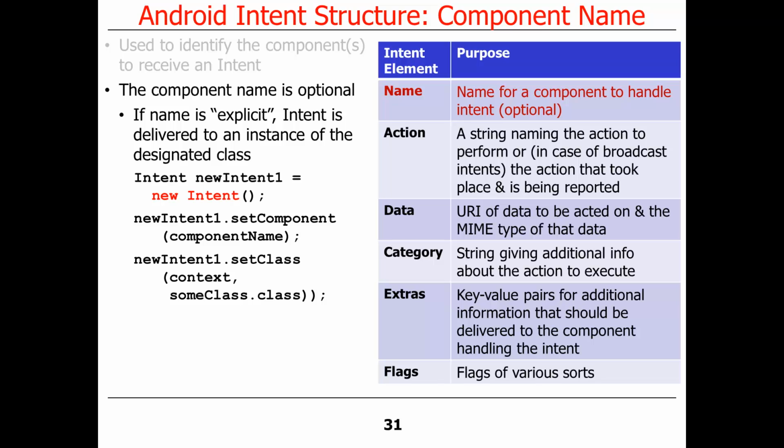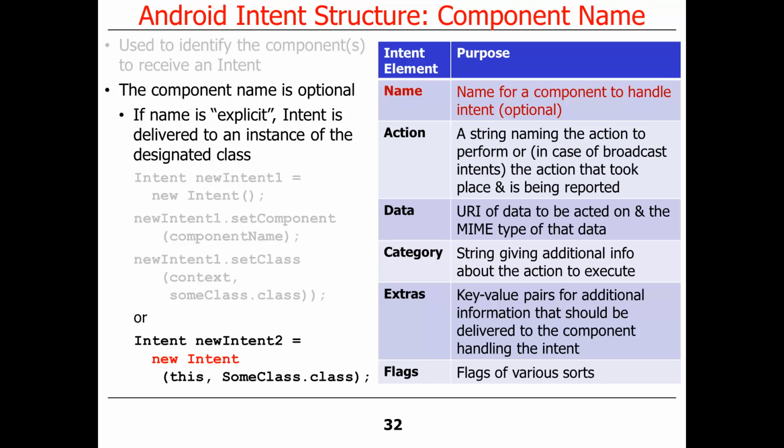Here's an example of how you can use so-called explicit intents. You make yourself a new intent, and then you can set the name or even the class that you want to have run this thing. And that's, again, kind of a hard-coded way to do things, but it's legal. Or you can also do code that looks like that.